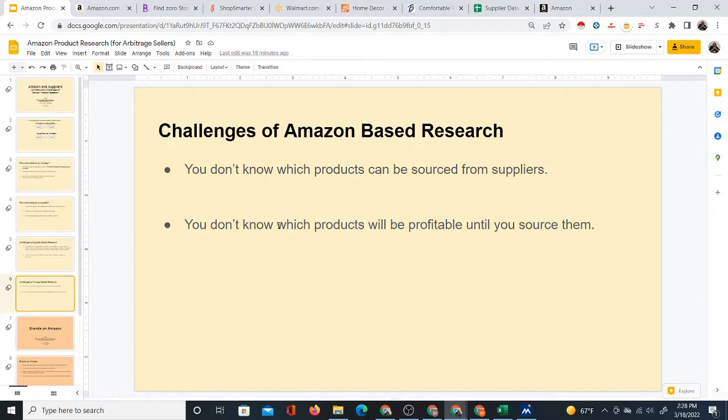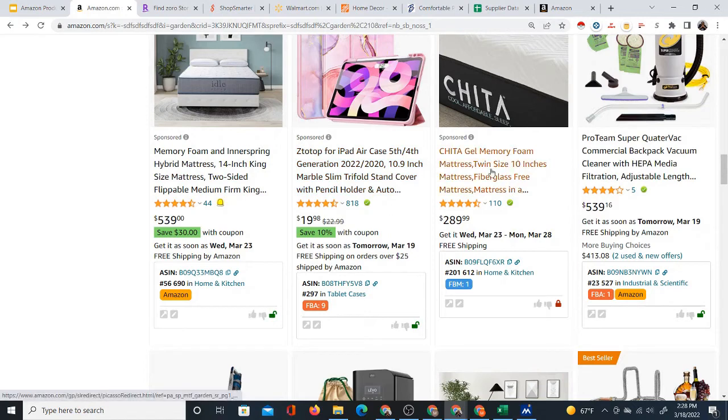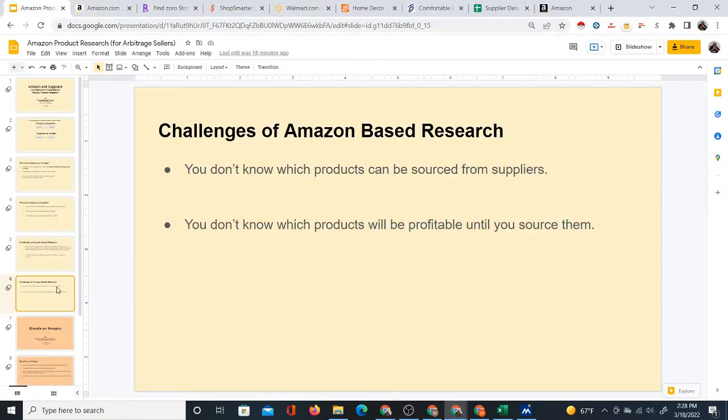And then, of course, I also don't know which products are going to be profitable. Even if I do know that I can source them from a supplier, I don't know if they're going to source profitably. So this appears to be an overall challenge with the profit, because going both directions, we're not sure about what profit is going to be. So anyway, these are pretty much the challenges that we deal with.